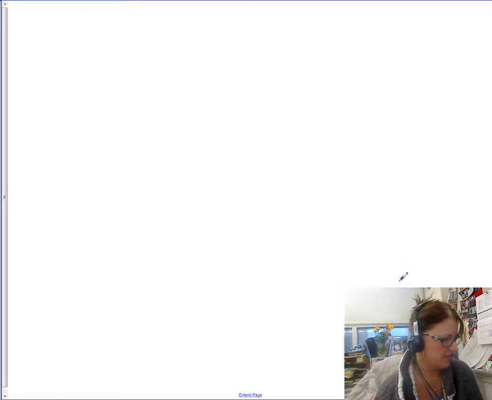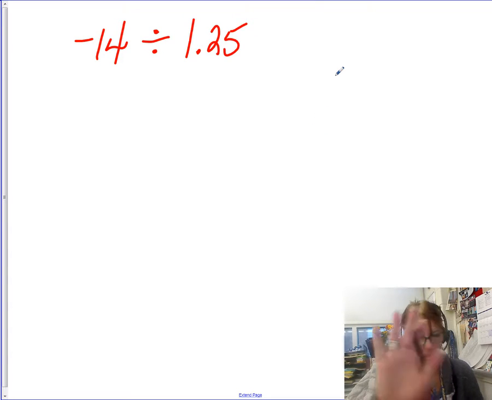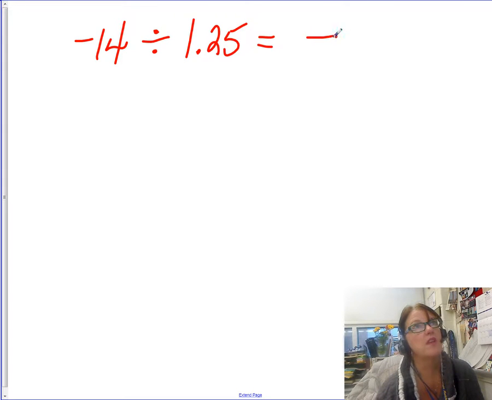Okay, last but not least, this last one says negative 14 divided by 1 and 25 hundredths. All right, we've got some negative numbers. The first thing I want you to think of is that if I have different signs, my answer is going to be negative when I'm multiplying and dividing. 14 divided by about 1, if I were dividing by exactly 1, I'd get 14. It's a little bit more than that, so I'm going to get less than 14. Maybe in the 10 to 11 or 12 range is where my final answer should be.